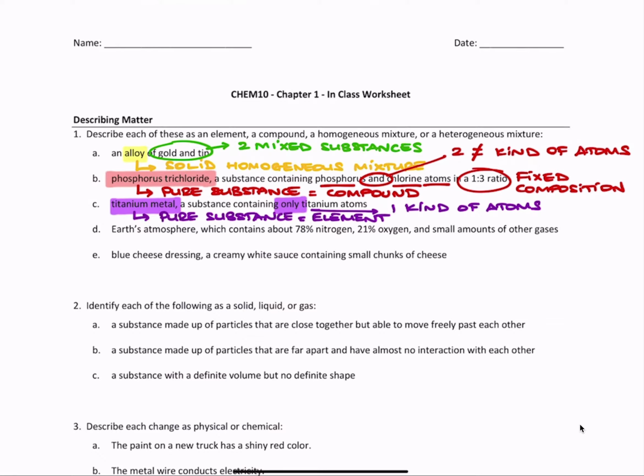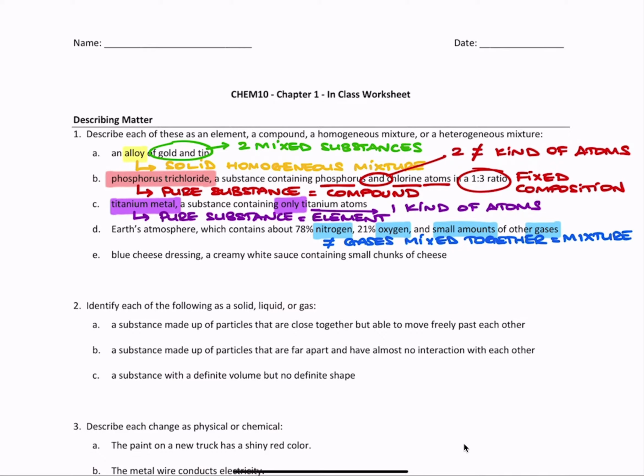D, Earth atmosphere, which contains about 78% nitrogen, 21% oxygen, and small amounts of other gases. So what do we have here? We're talking about gases, and you have different kinds of gases. You have nitrogen, oxygen, and small amounts of other gases. Therefore, you have different substances mixed together. This means that I have different gases, and these gases are mixed together. So because these gases are mixed together, we are in presence of a mixture.